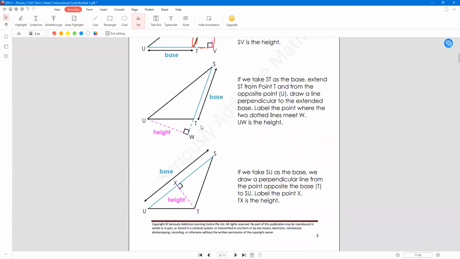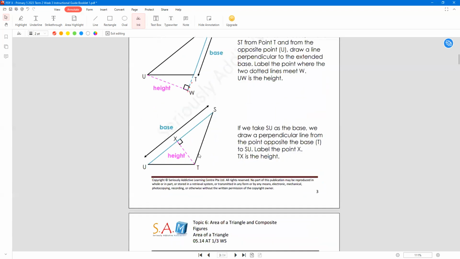Same goes with here. Every time you see that the base is too short, you cannot form a line, so you have to extend it a bit. Okay, and then form a dotted line.